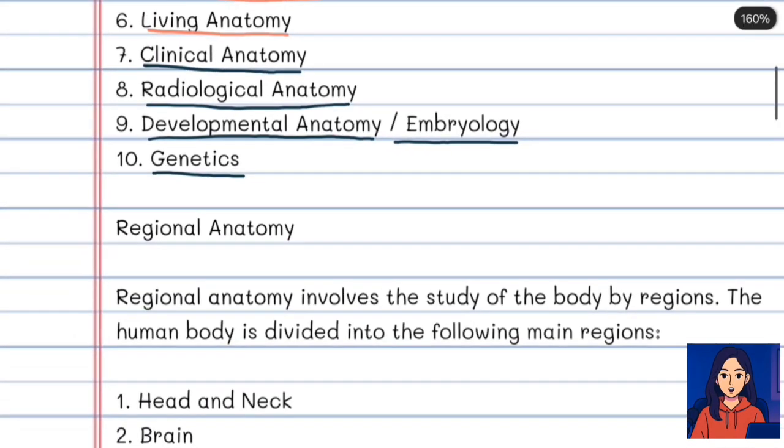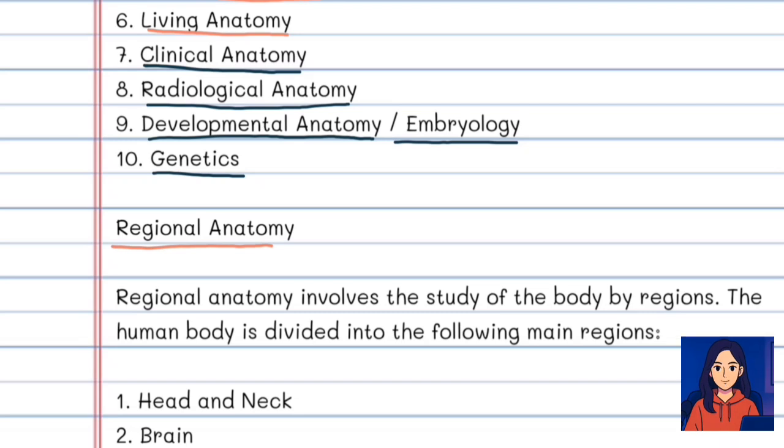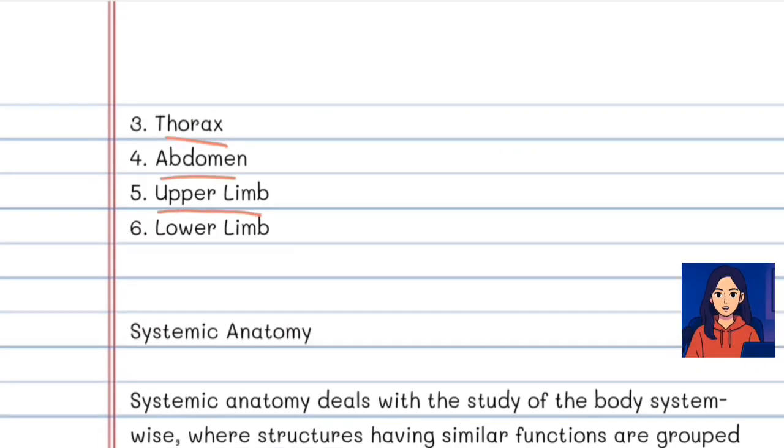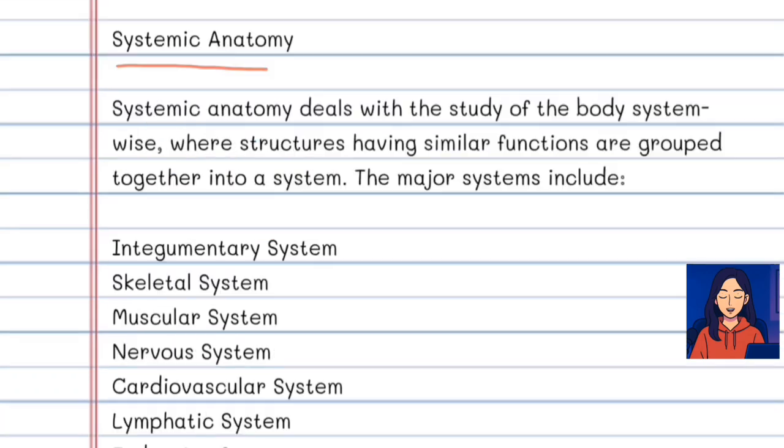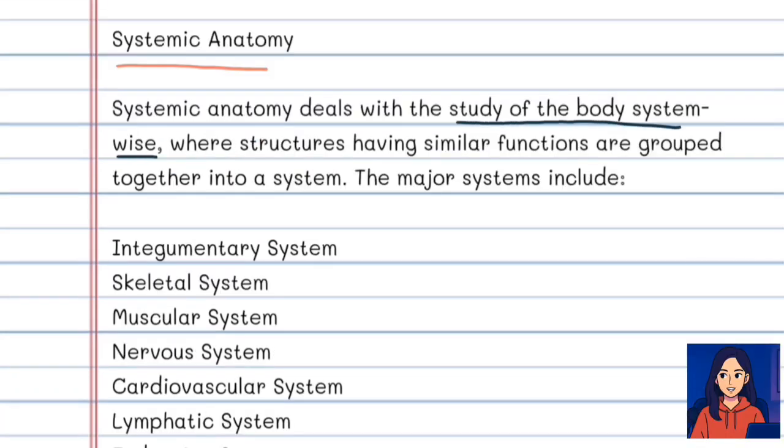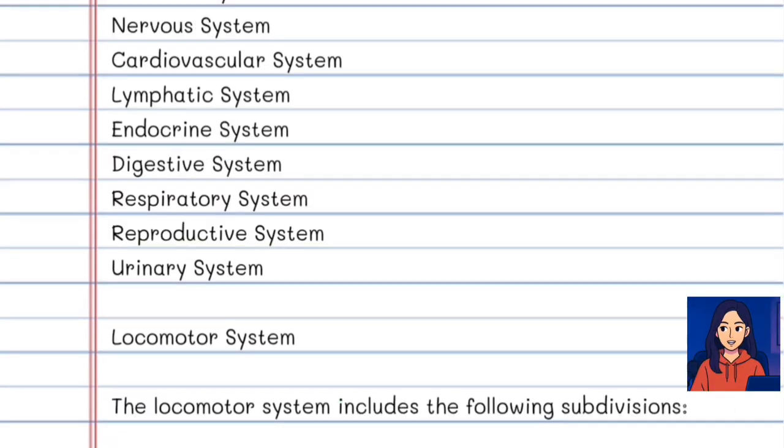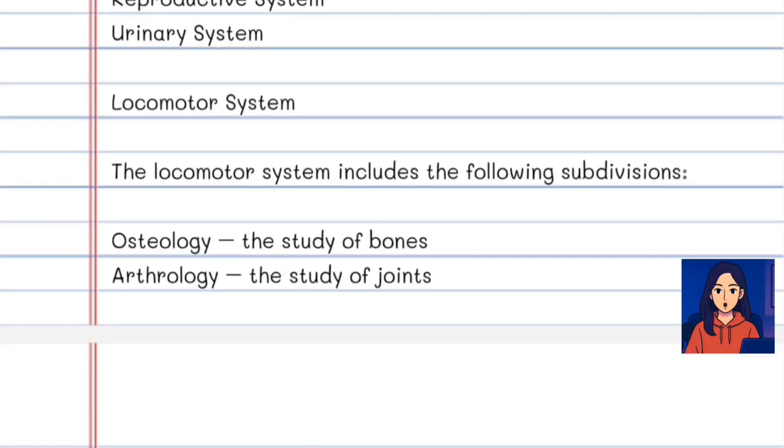Anatomy can also be studied using two major approaches: regional anatomy and systemic anatomy. In regional anatomy, the body is divided into specific regions such as the head and neck, brain, thorax, abdomen, upper limb, and lower limb, and all structures in that region are studied together. On the other hand, systemic anatomy involves studying the body by systems such as the skeletal, muscular, nervous, cardiovascular, respiratory, digestive, urinary, reproductive, and endocrine.